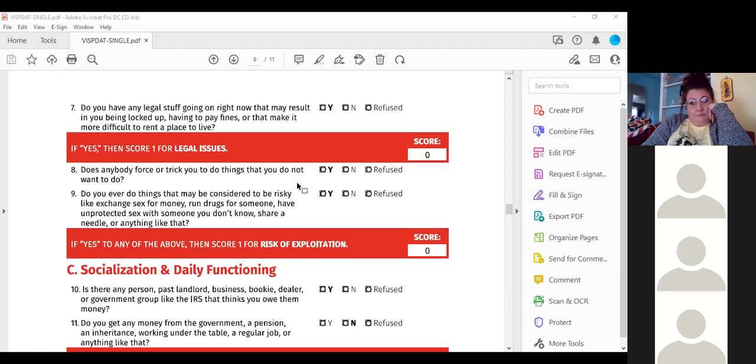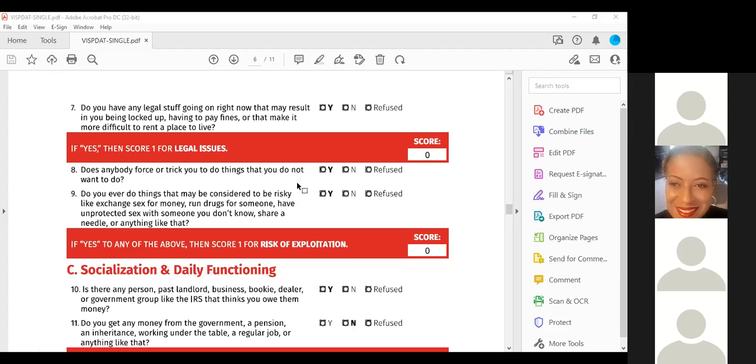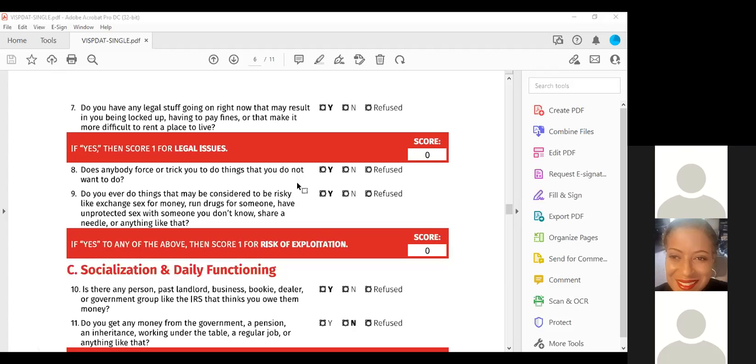Go ahead. And Ms. D, if I could go back to point 7, a lot of times when we get the VI-SPDAT and later in the process, we learn that they have an eviction. Mm-hmm. An eviction, this is a good place where you can mark yes there, because it will make it difficult, if not impossible, for them to rent a place. I just wanted to bring that out for question 7.